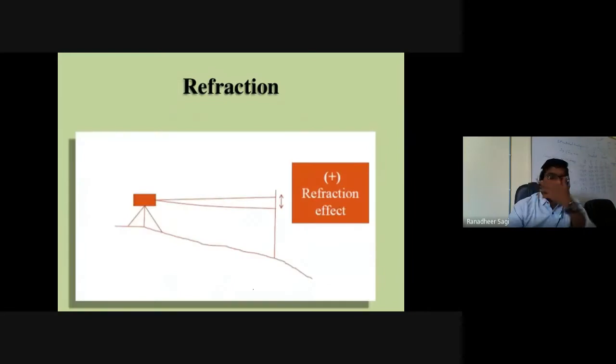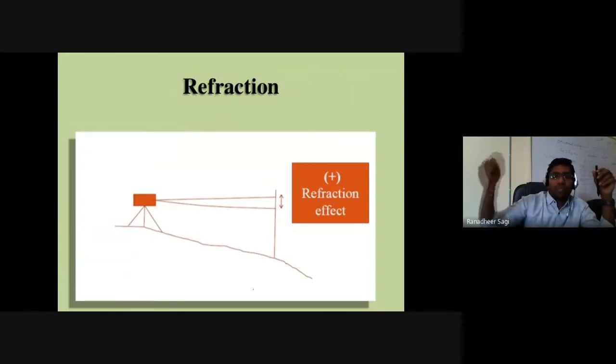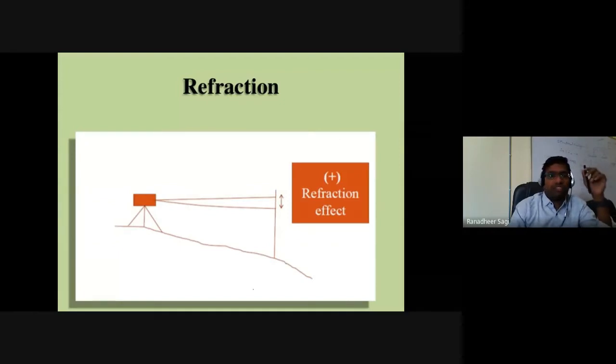So that's how you apply what is called your curvature correction and refraction correction for your staff reading data. We talk about curvature correction and refraction correction only in cases when your instrument station position is relatively very far away from the point where you are taking your staff readings. Only in such cases we talk about the effect of curvature and the effect of refraction. Otherwise, we don't.